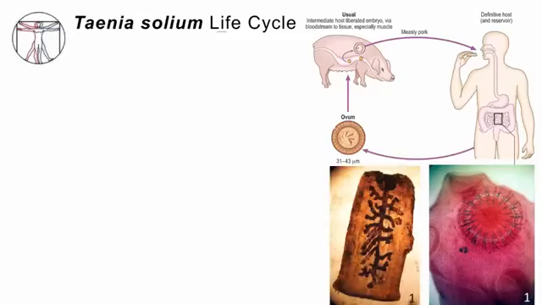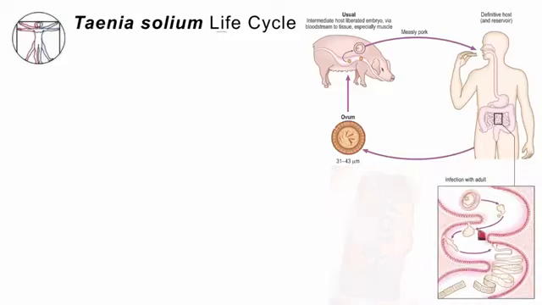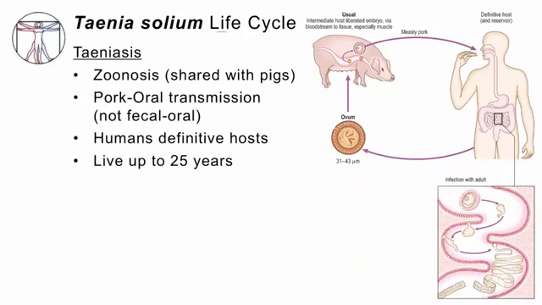The other difference is that the proglottids look a lot like the beef tapeworm, except number 1, they have fewer uterine branches, and number 2, they are not motile. Remember, the beef tapeworm proglottid has to be motile to get away from human feces into the grass because cows eat grass. Well, pigs eat feces, so the proglottids don't need to be motile. So that's the story with what we call teniasis.